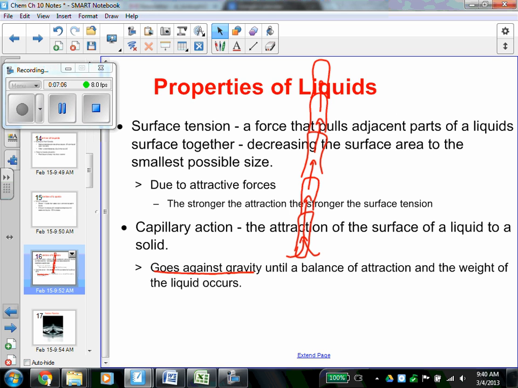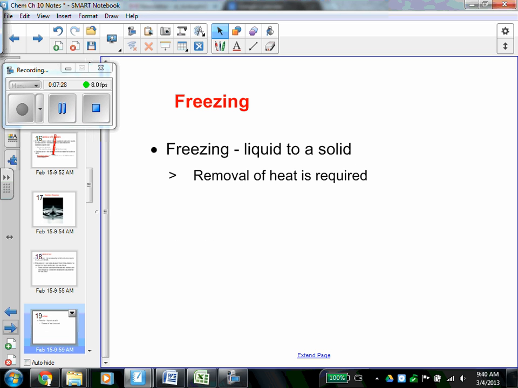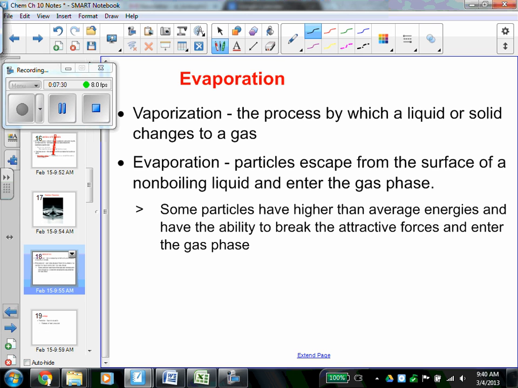Okay. Next, evaporation. Evaporation or vaporization is the process by which a liquid or solid changes to a gas. Okay, I think that's pretty self-explanatory. Now, evaporation has to do with particles escaping from the surface of a non-boiling liquid and entering the gas phase. Now, the way we see this, okay, we're almost done here. But the way we have it is this.